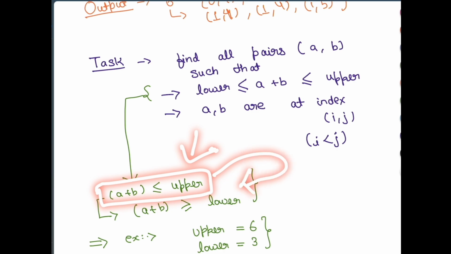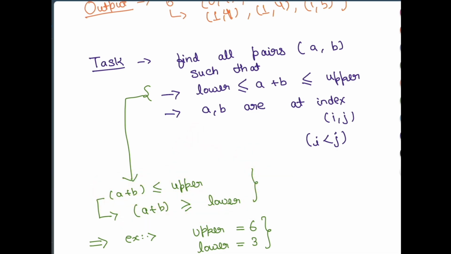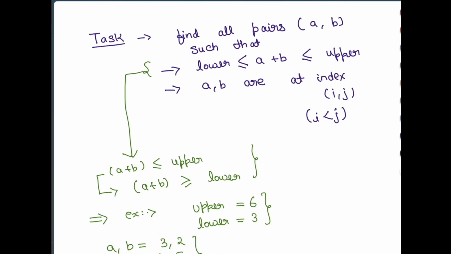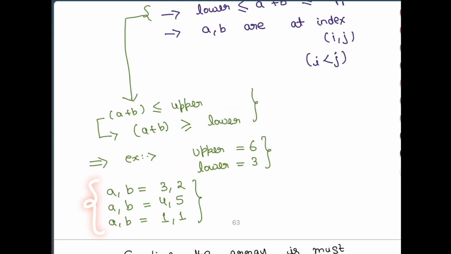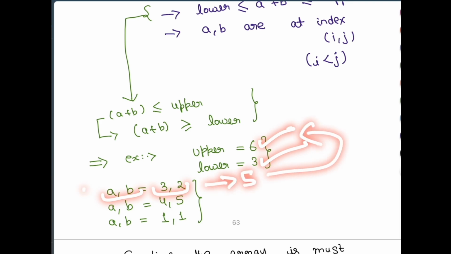Out of these pairs, I need to find the pairs whose sum is more than or equal to lower. This is actually going to help me, and I will show you how. For example, if your upper is 6 and your lower is 3, let us consider 3 different scenarios. If A, B is 3, 2, that's fine, right? The upper condition is also fine. It's less than or equal to the upper and more than or equal to lower. Yes, because that's 5. So you can say this is a fine pair.